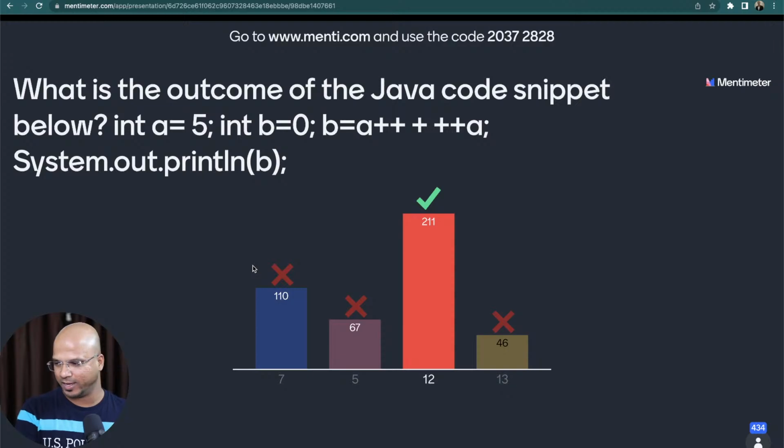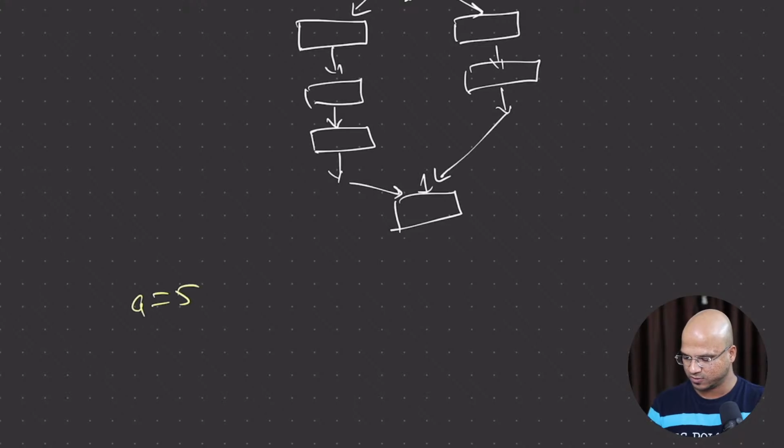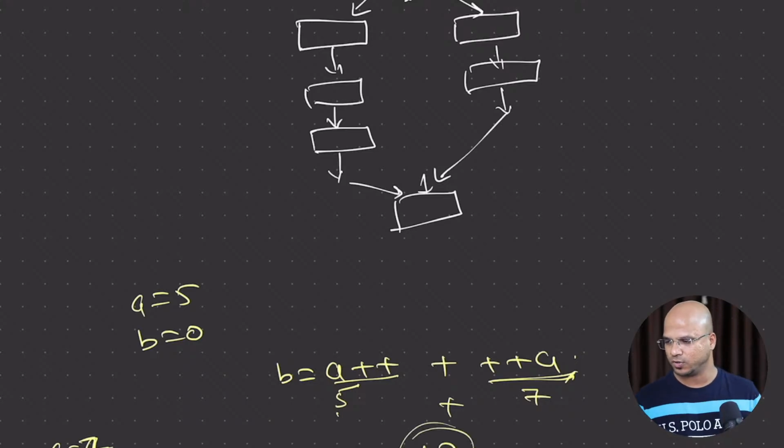Now, how is it 12? Let me explain that here on my screen. The value of A initially is 5, B is 0, and the operation we are performing is B equal to A++ + ++A. The initial value of A is 5, so A++ is a post-increment, so 5 will come out as it is. Then the value of A goes to 6. The new value will be 6. This is post-increment. This is pre-increment. So here it will first increment the value, so the value will become 7, and the value of A becomes 7. Right? So 5 plus 7 is 12. That's how we got it.